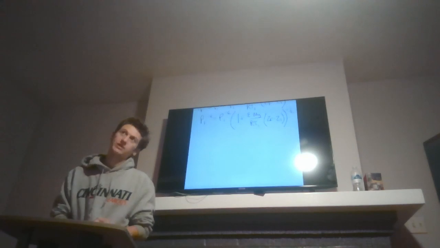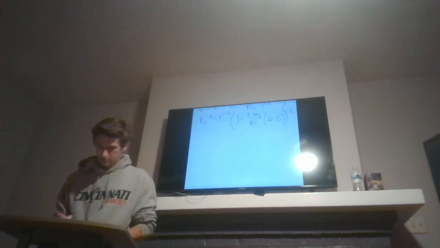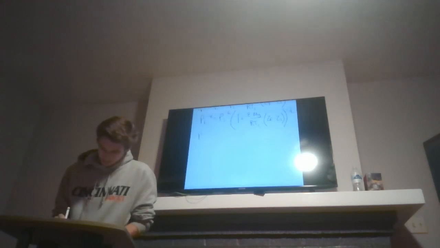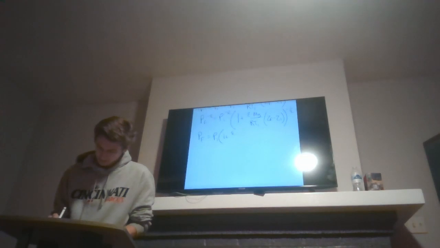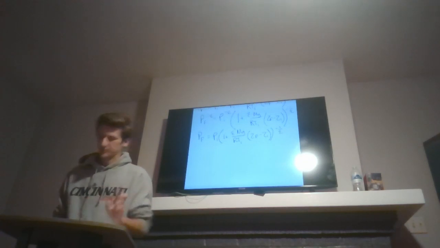Let's get that negative epsilon out. So we get PF equals PI times 1 plus epsilon mg over RT1 times ZF minus Z initial, then to the negative 1 over epsilon, sorry.